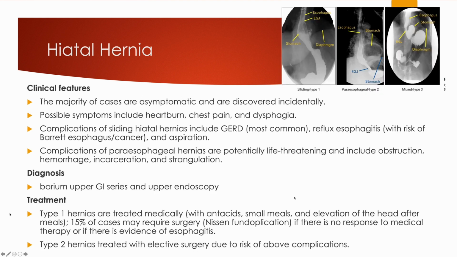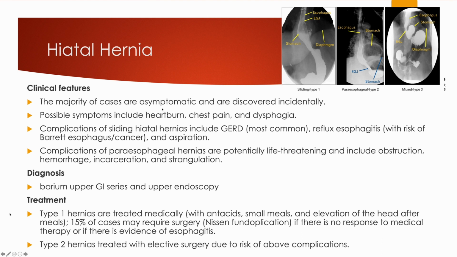So here are some barium images. I don't think they're as clear as the images I have on the next picture, but they do show the different types. There are also some mixed types, but for all intents and purposes, types 1 and 2 are the ones we want to know, and we will talk about them a little bit more in the stomach lecture. Like I said, most of them are asymptomatic.